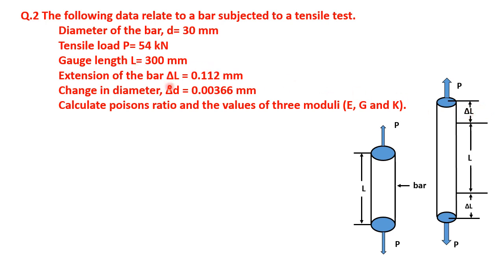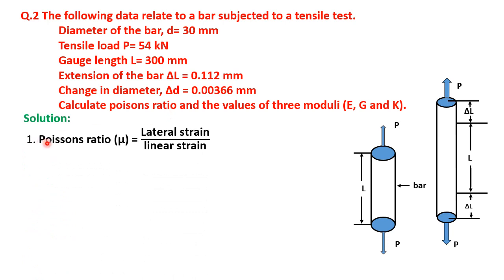0.112 mm. And the change in the diameter, that means when it gets extended in length, what will happen is, before, the diameter of the bar was 30 mm, so after extension the diameter of the bar will get reduced. So that reduced diameter of this bar is 0.00366 mm. So now we have to calculate the Poisson's ratio first.